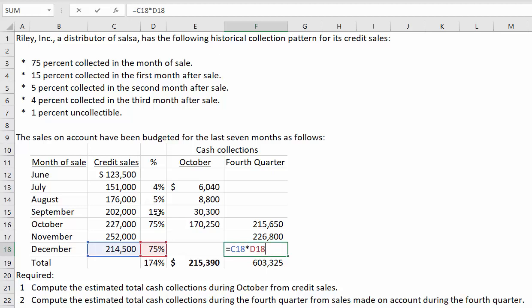And again, the total is still 603,325. Let me format that so it's similar. And those are our two answers, and that's how we solve this problem, everyone.